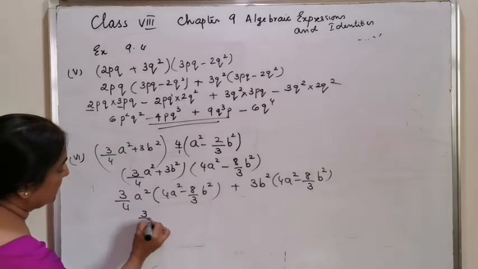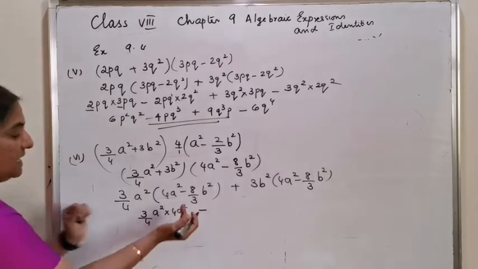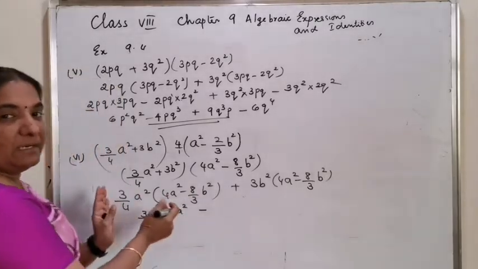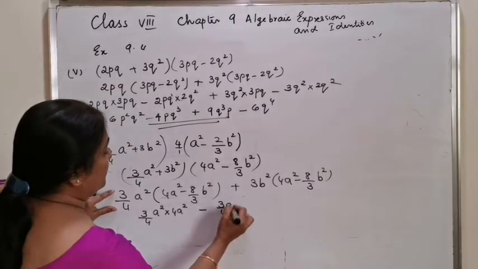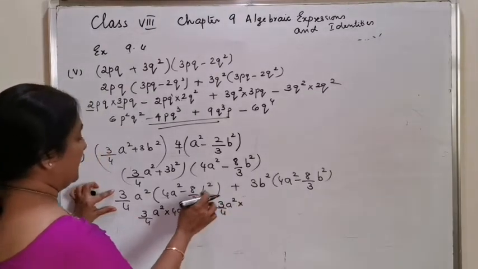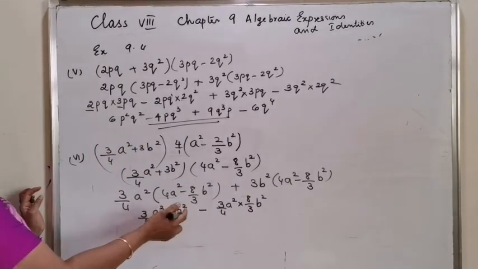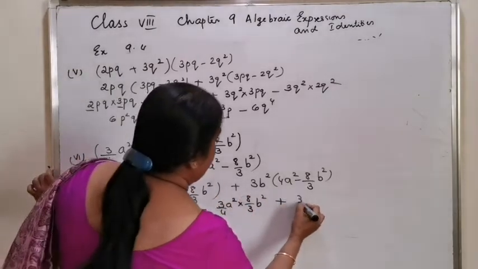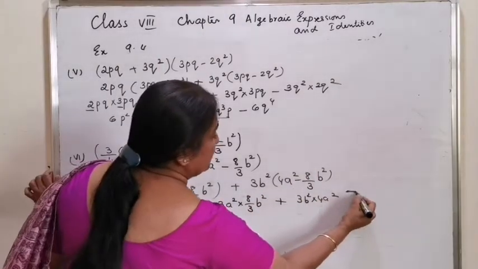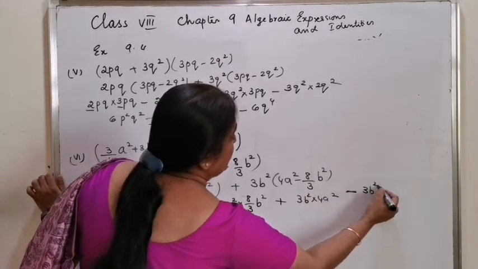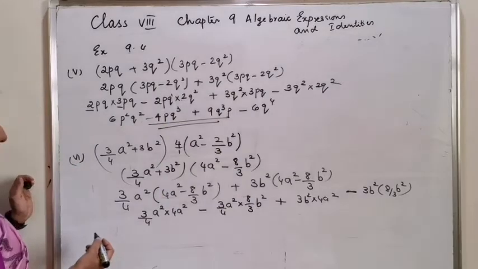That means 3 by 4A square into 4A square minus... Leave a little gap and write so that you can clearly understand the terms. 3 by 4A square into 8 by 3B square, because we have already considered the minus here, plus 3B square into 4A square, plus into minus is minus 3B square into 8 by 3B square. Let's simplify it.